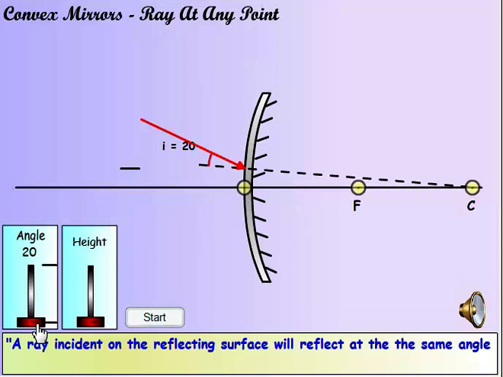A ray striking the convex mirror at any point will reflect back at the same angle. Here, the normal will be the line joining the center of curvature to the point where the incident ray strikes. The angle of reflection will be the same as the incident angle.